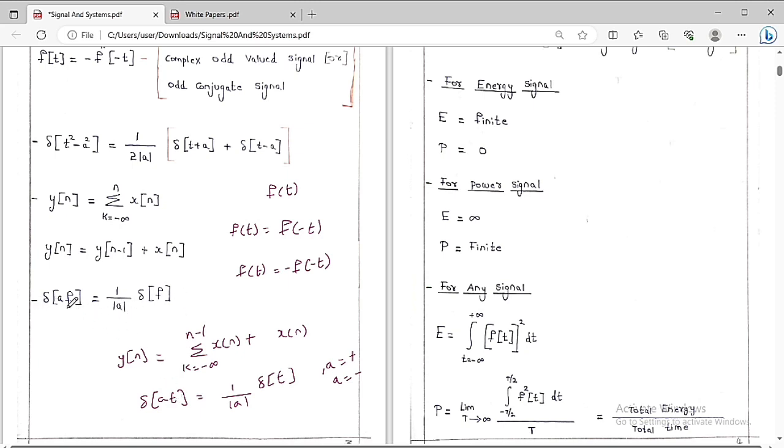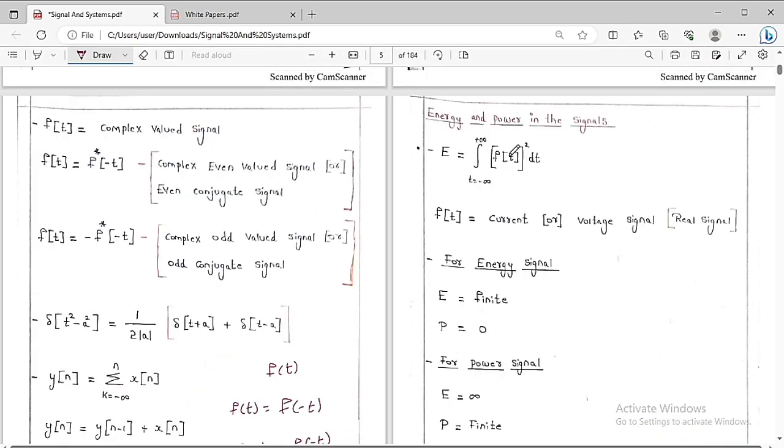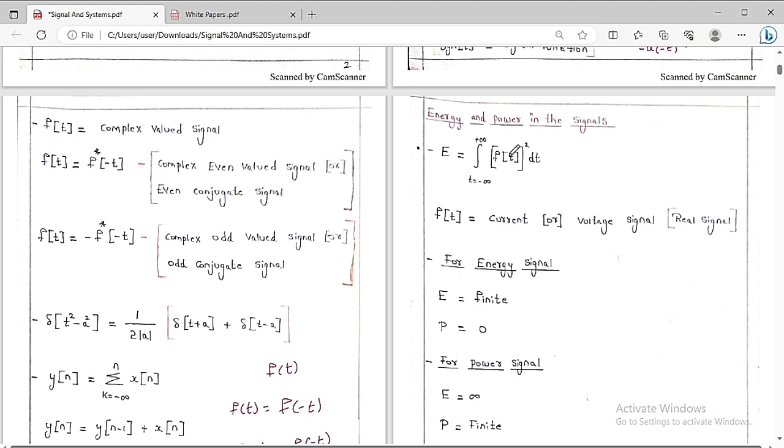Here t is the time domain and f is the frequency domain. So this formula is going to hold for both the time domain as well as the frequency domain. These points you always have to keep in your mind. Now we are going to discuss the concept of energy and power in signals.